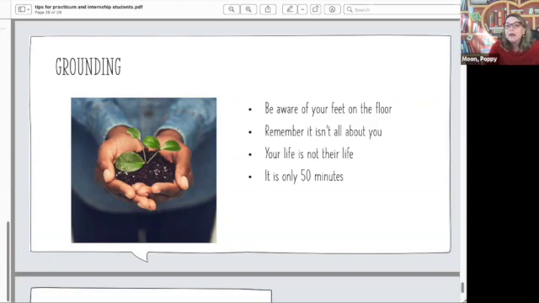Also remember, it's not all about you. This session is not all about you. You are just the professional. And once they leave, that's their life. It's not yours. Once you leave and go home, you have your own life and theirs is separate. So you see what I'm saying? There's a divide between the two. And sessions normally last just 50 minutes. So you can say, I can get through 50 minutes and then I'll be good to go.